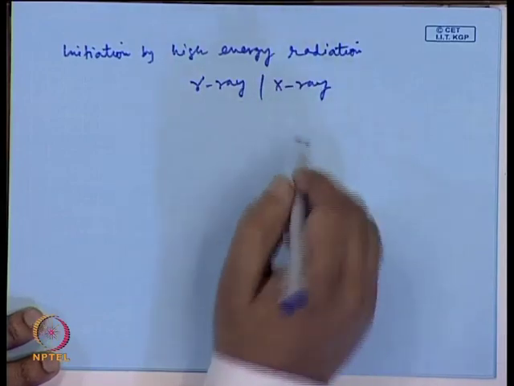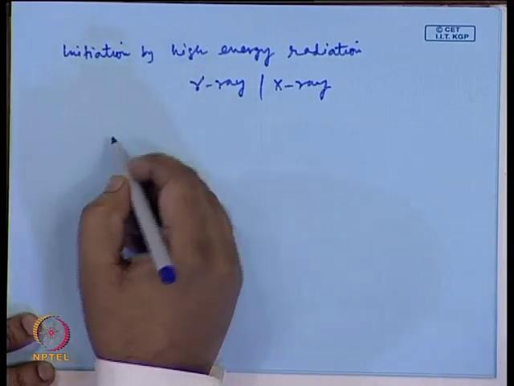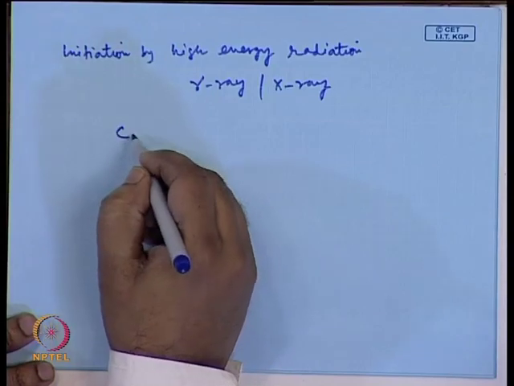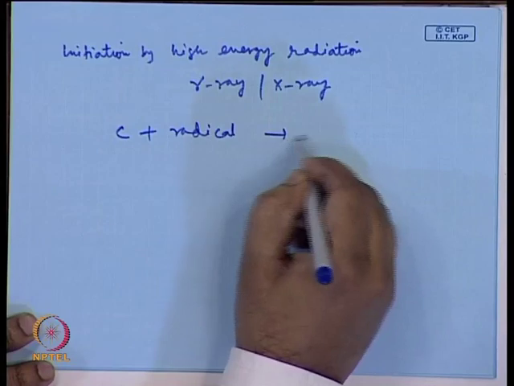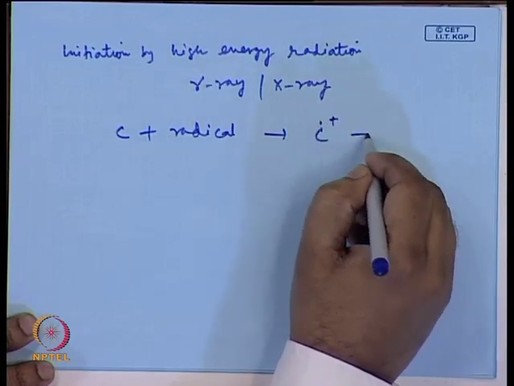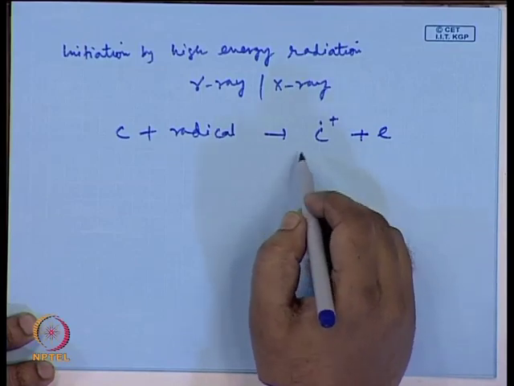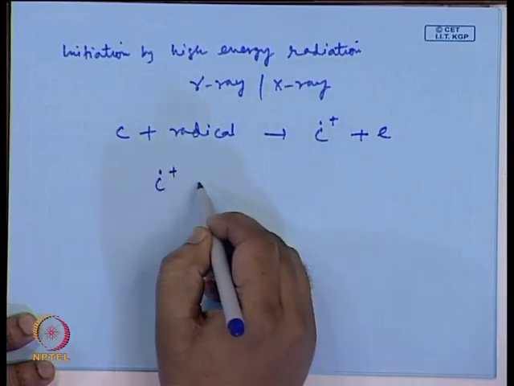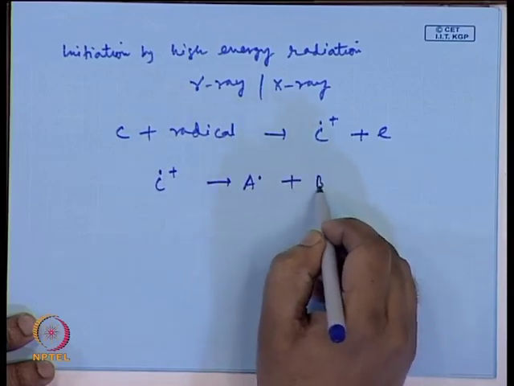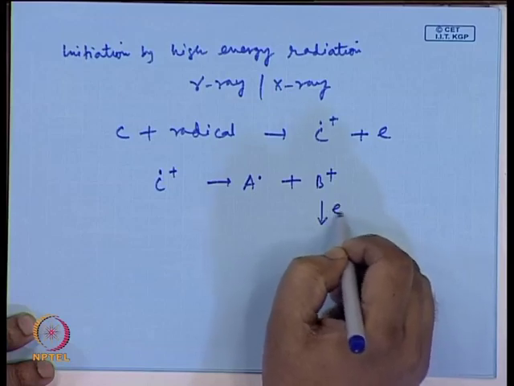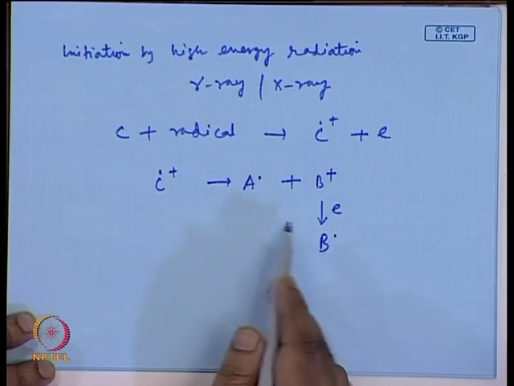Now, these are very high energy. So, when it reacts with, say, some organic molecule, it can form a radical cation and eject an electron, and this radical cation can dissociate into a radical and a cation, which can capture this electron and form another radical.